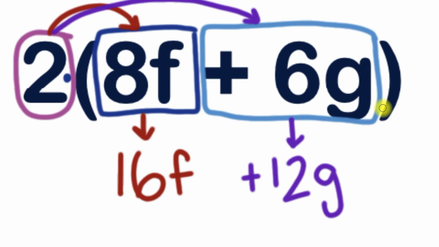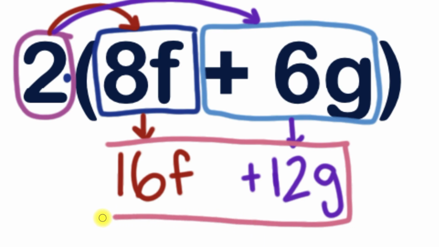So I'm really done. Now here's where it gets a little confusing for students. This first term by itself is positive 16f. This second term by itself is positive 12g. But when I read the entire thing together, we don't read it as positive or negatives, we read it as plus or minuses. So it's going to be 16f plus 12g.